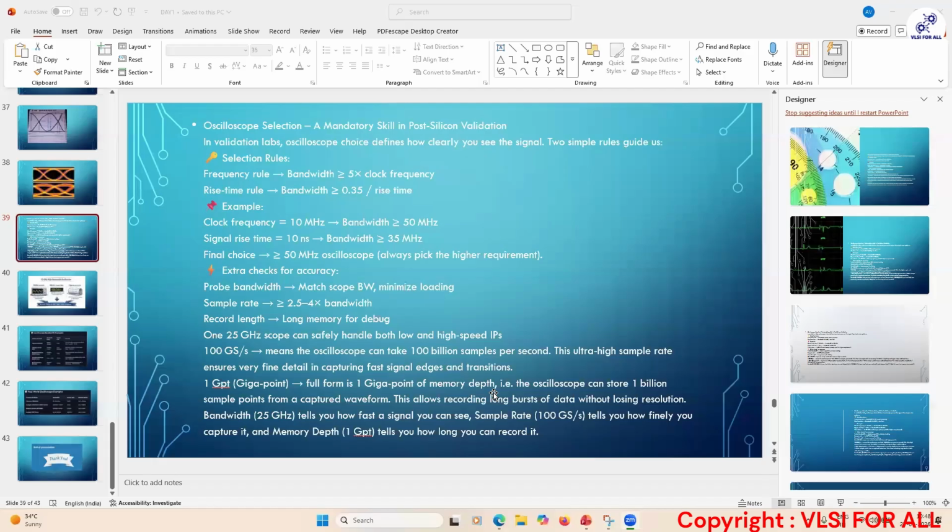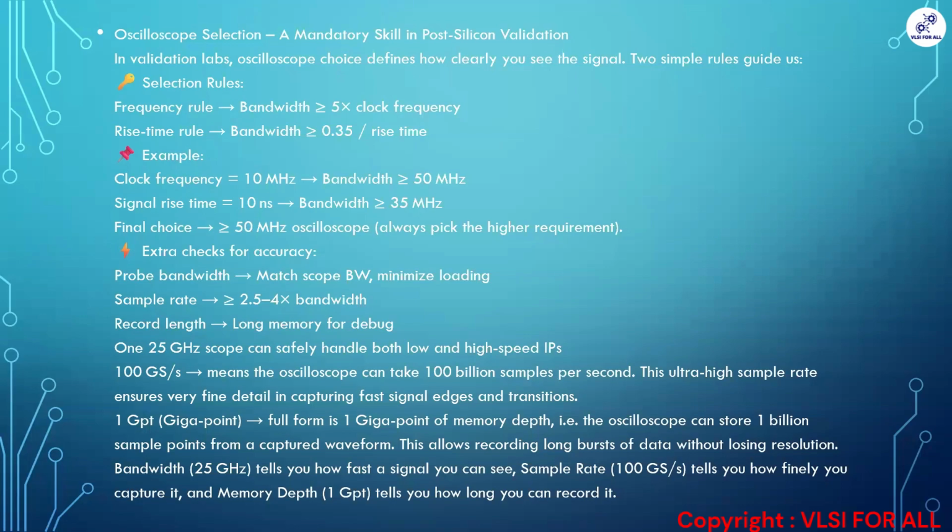Okay, I'll continue with the next topic. If I go to the instruments, how to do the analysis of selection, and I hope my screen is visible, right? Is my screen visible? Yes, visible. Coming to the lab instrument, for every IP, for every validation, that is IP level validation or wafer level testing validation or PVT characterization, the oscilloscope is a mandatory skill in post-silicon validation that everyone should understand.